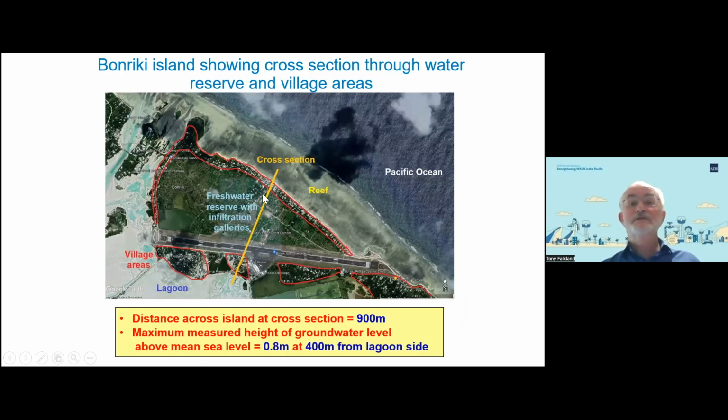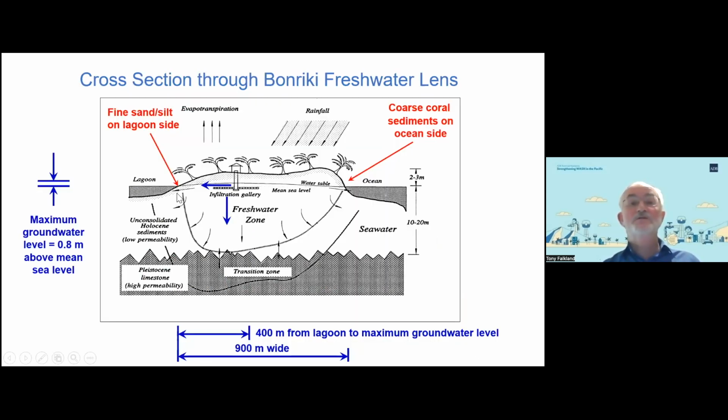We're going to look at a cross-section across Bonriki on this line, where the distance from lagoon to ocean is about 900 meters, and the maximum height of groundwater above mean sea level has been measured at about 0.8 of a meter, about 400 meters in from the lagoon side. So if we look at the cross-section, the maximum groundwater level is about 0.8 of a meter above mean sea level. It does move up and down with the tide by about 100 millimeters or so.